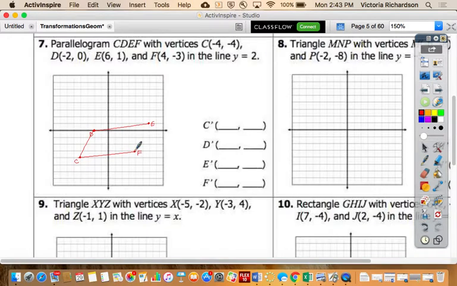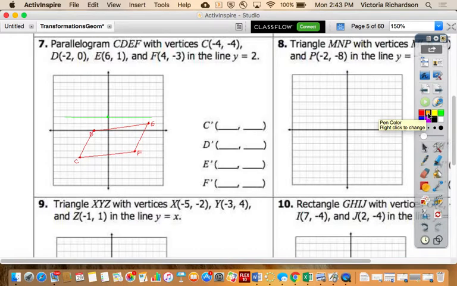Make sure you use a ruler so you have nice straight lines. Now I'm going to reflect that across the line y equals 2. So in the previous example, we had a vertical line. So when we have the line y equals 2, we're going to go up to where y equals 2, and we're going to draw a horizontal line. This is my line of reflection. And now I'm going to use that to reflect the image.